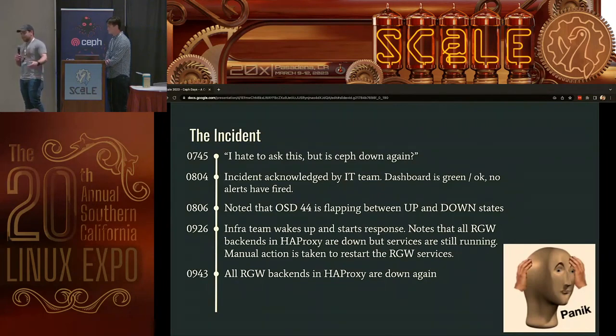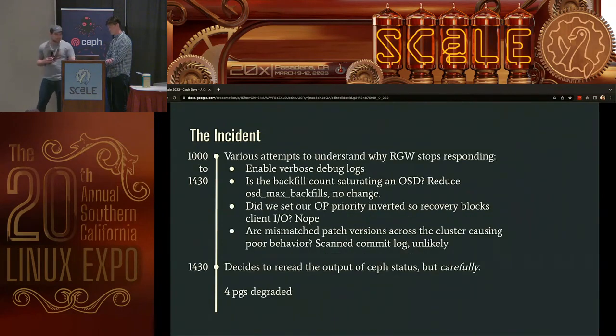At this point, this is when the panic sets in, as it does in all people who are running software that is more complex than they understand. So we spent the next several hours trying to figure out any way to introspect the state of the system. Just enabling debug logs, tracing operations, seeing operations hang, going through our laundry list of things that could be causing this. Is our backfill that was currently running from the night before saturating our IO bandwidth or something?